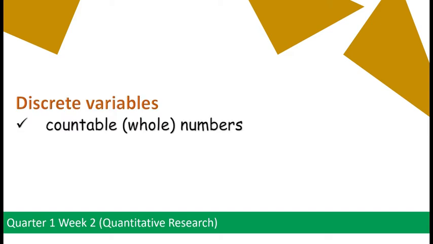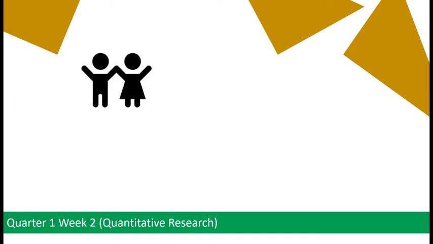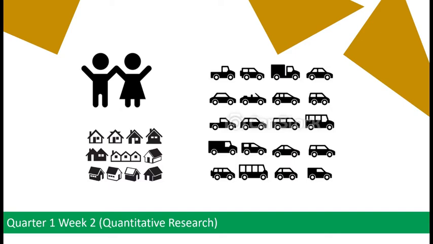Discrete variables are countable in a finite amount of time. They are also in whole numbers. For example, you can count the activity sheets given to you by your teachers. Madami, no? Other examples of discrete variables are the number of students in a class, the number of houses in a village, or the number of cars in a car park.